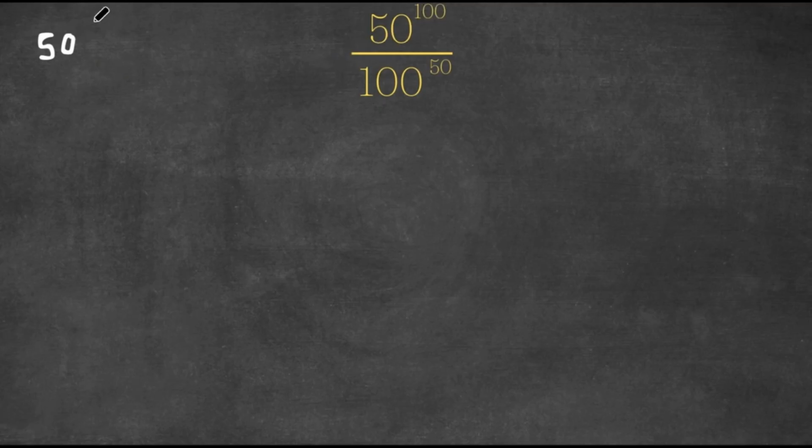However, 100 is equal to 2 times 50, right? So I'm just going to say 50 to the power of 2 times 50. And we're going to divide this by now 100. This is equal to 2 times 50. So now we have 2 times 50 to the power of 50.